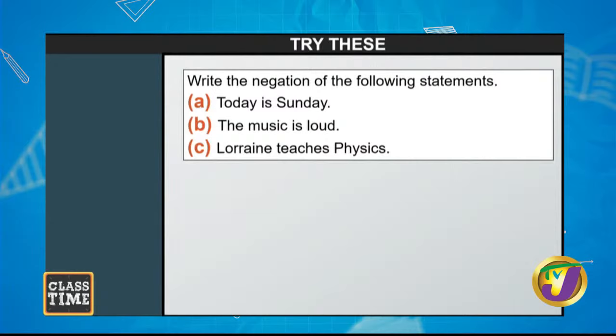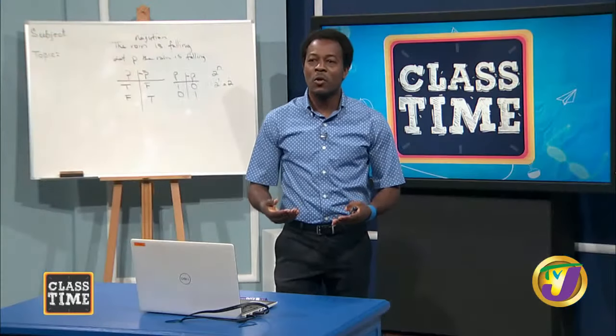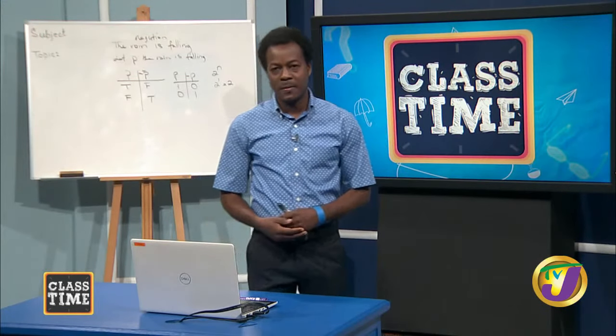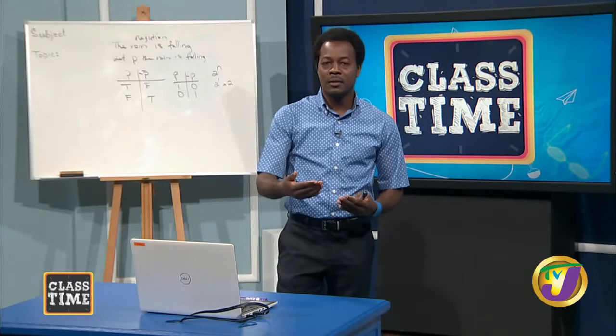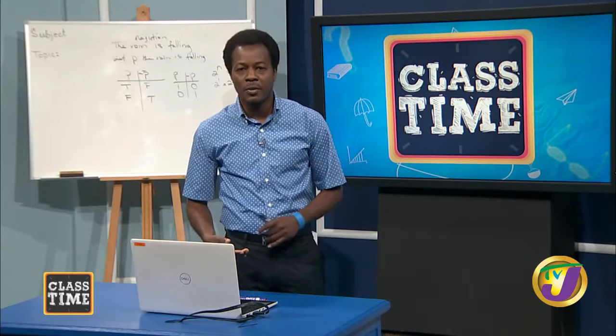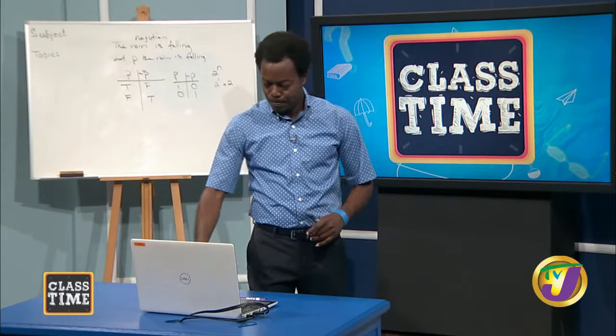B, the music is loud. It will be the case that the music is not loud. Lorraine teaches physics. The negation is the case that Lorraine is not teaching physics. Right? And also, you could do the truth tables for these to represent the truth value of those statements.